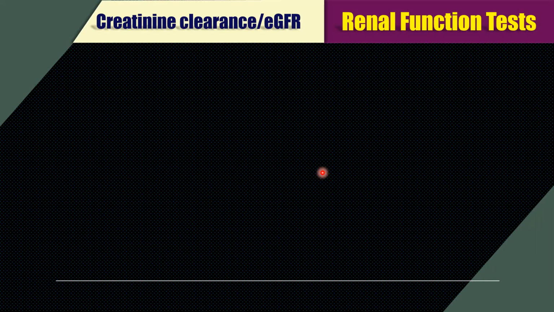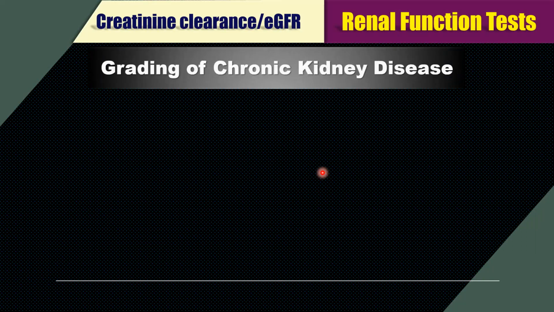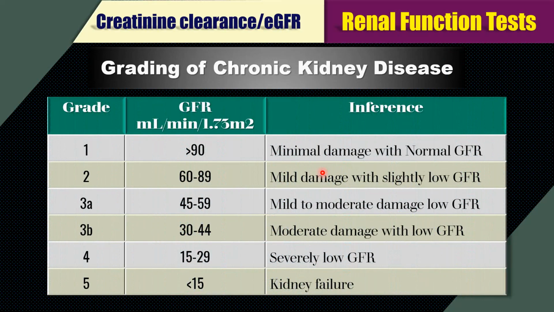Once we have calculated the estimated GFR, it helps to stage or grade chronic kidney disorders according to the GFR. If the GFR is more than 90 ml per minute per 1.73 square meter of body surface area, the GFR would be normal, but there may be minimal damage to the kidney. Again, this grading is only for chronic kidney diseases. So the first grade or stage 1 means GFR is normal, but maybe there is mild damage to the kidney.